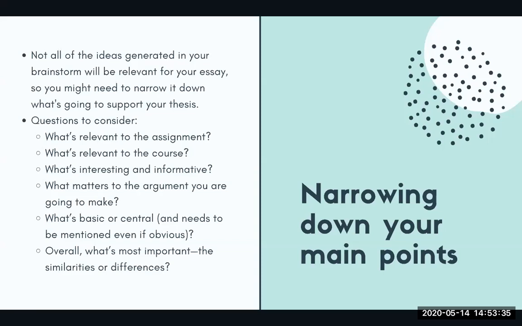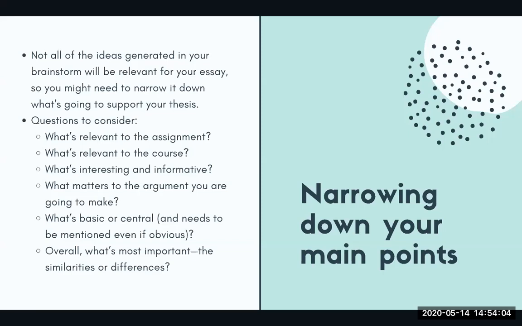Now what you want to do is go back to the ideas that you've generated, and make sure that the main talking points that you're going to be including in your essay are talking points that are going to be supporting that thesis. So some questions to consider: what's relevant to the assignment? So again, what is the assignment asking for, and what points best fit that prompt?